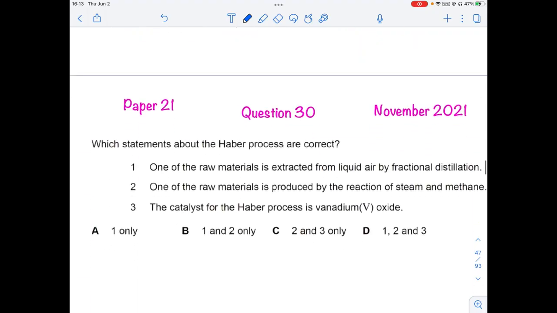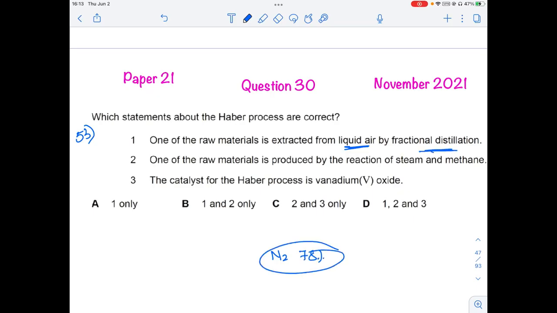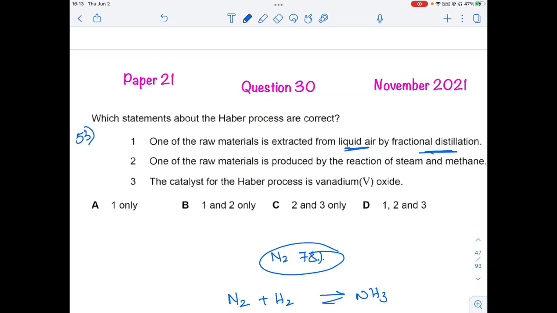Next, coming to question number 53, from paper 21, November 2021, question number 30. Which statement about the Haber process is correct? One of the raw materials is extracted from liquid air. Yes, liquid air contains 78% nitrogen. We take that and do fractional distillation and get the nitrogen, because the Haber process is nitrogen plus H2 giving NH3. Next, one of the raw materials is produced by the reaction of steam and methane. Is that correct? Yes, hydrogen is produced by the reaction of steam and methane. So option 1 is correct.